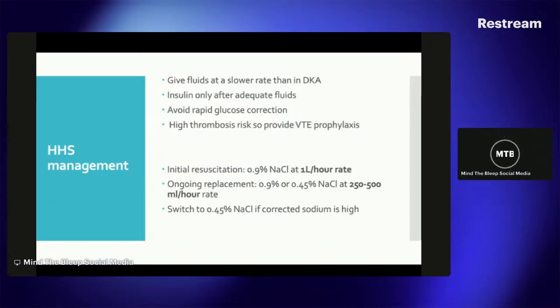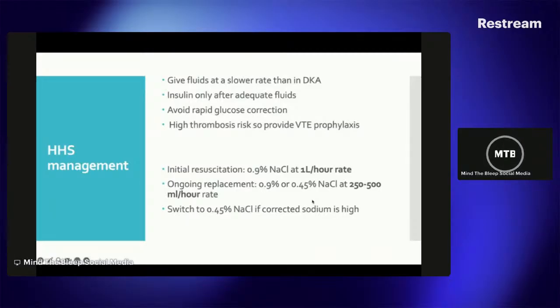I will just recap the fluid levels again. In terms of initial resuscitation, we'll give the 0.9% sodium chloride at a rate of 1 liter per hour. Then after that initial period, we will give either 0.9% or 0.45% sodium chloride at a slower rate of 250 to 500 mils per hour. The reason why I've written down you can give 0.45% sodium chloride is because if the corrected sodium levels are high at that point, you will do that to prevent hypernatremia.